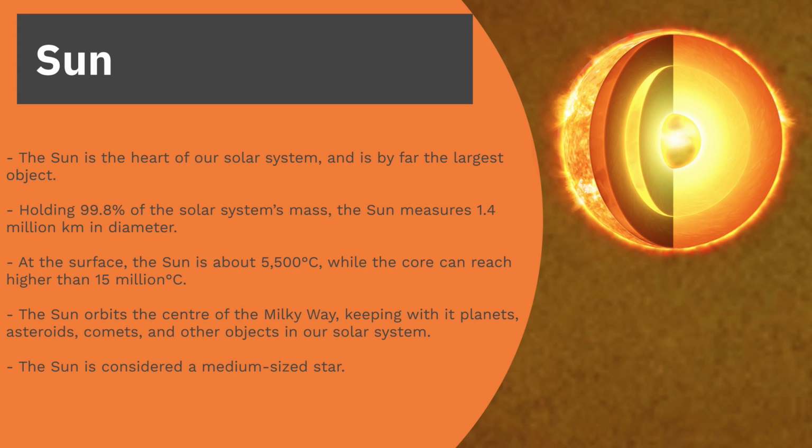The surface of the Sun is about 5,500 degrees, while temperatures in the core reach higher than 15 million degrees. The Sun orbits some 25,000 light years from the galactic core, completing a revolution once every 250 million years or so. The star is about 150 million kilometers away from Earth and orbits the center of the Milky Way, bringing with it the planets, asteroids, comets, and other objects in our solar system.